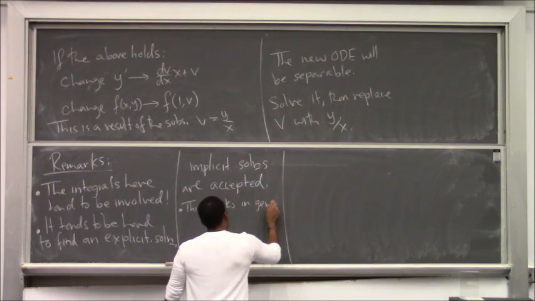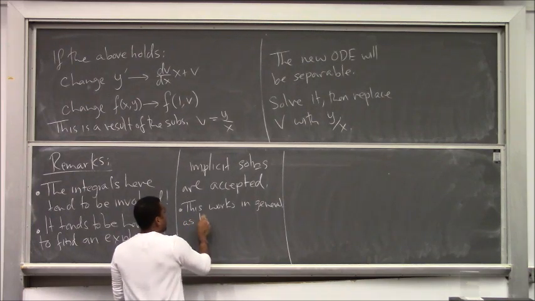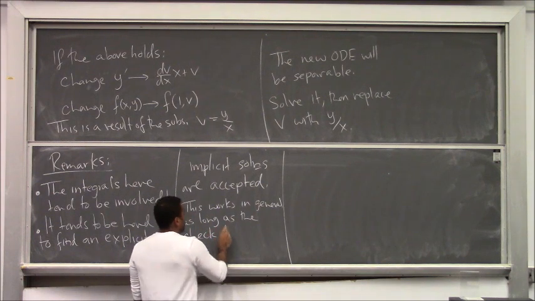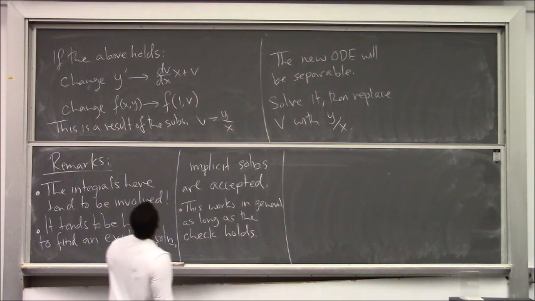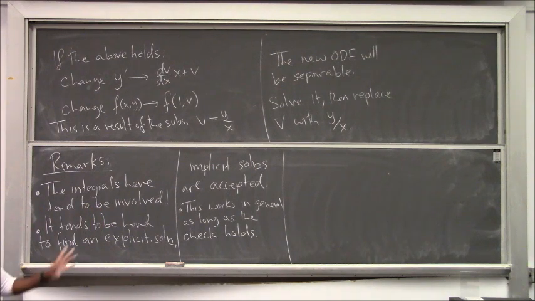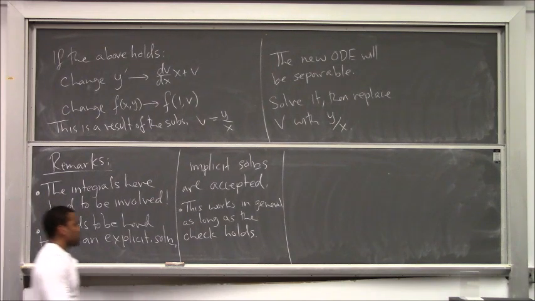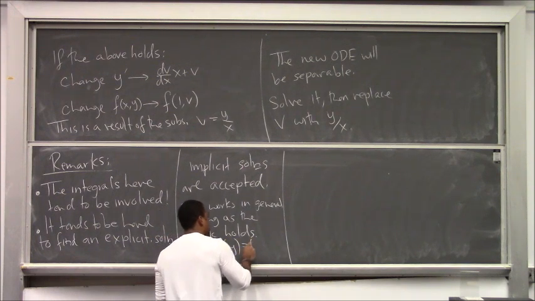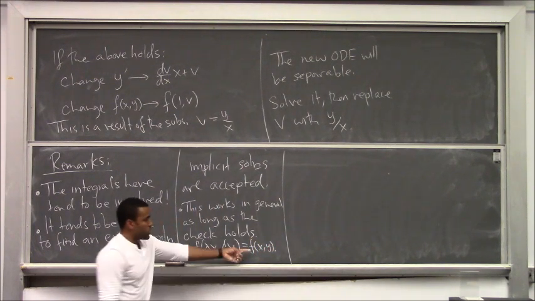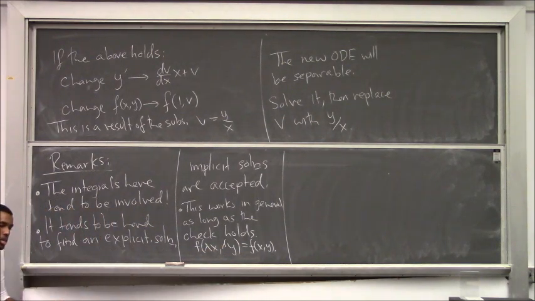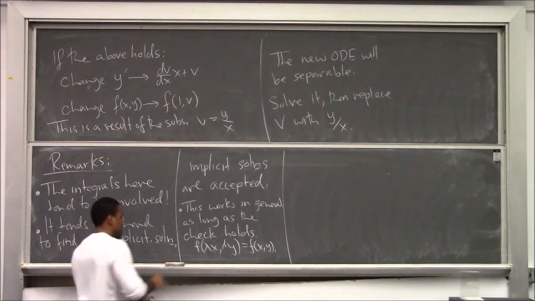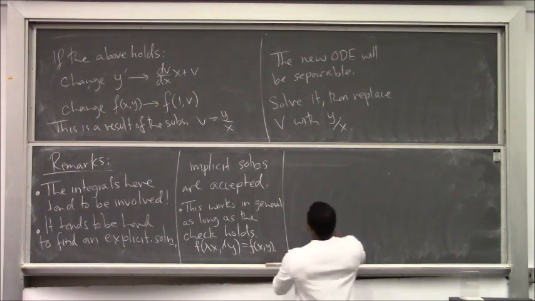So this works in general as long as the check holds. And when I'm referring to the check, I mean checking that f of a constant times x, constant times y equals f of x, y. Right, so there are no restrictions on the function of x and y. It doesn't have to be linear, it doesn't have to have a special form. As long as this is true, this is going to work. So let's do another example.